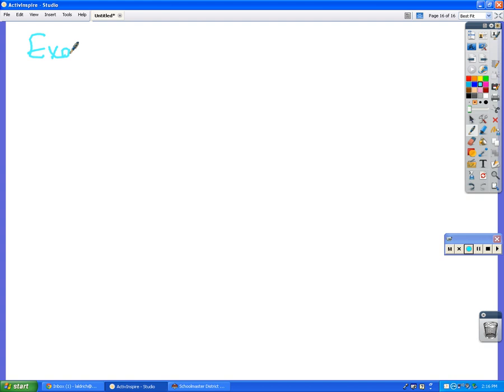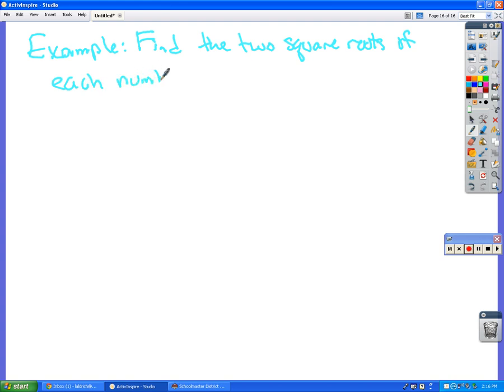All right, so for example, like I said, let's find the 2 square roots of each number. So this is the opposite of squaring. You are looking for the number that if you multiplied it times yourself would give you that as an answer. Okay? We're on to number C.